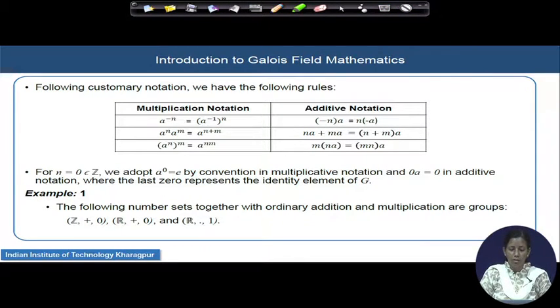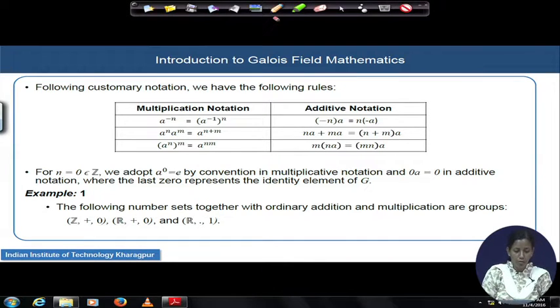So, some customary notations here, some small operations we have shown. For multiplicative notation, A to the power minus n is equivalent to A to the power minus 1 into n, and equivalently here it will be minus n into A, which is nothing but n into minus A. Here the multiplication of A to the power n into A to the power m will be given by A to the power n plus m, whereas in nA plus mA it is equal to n plus m into A. Here we end up with A to the power n whole to the power m, which is equal to A to the power n into m, and here it ends up with m n A, which is equal to m n of A.